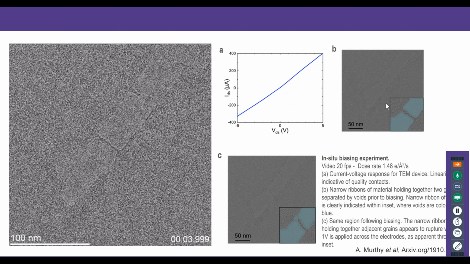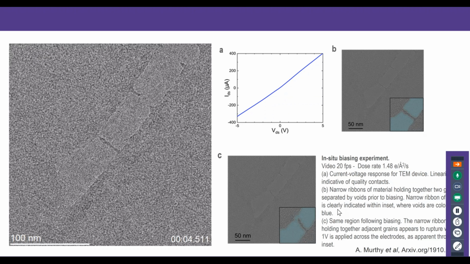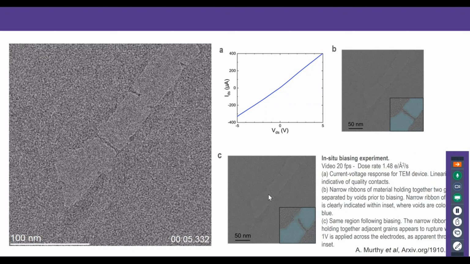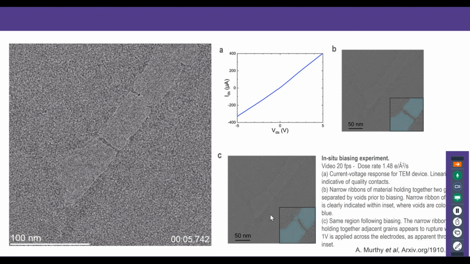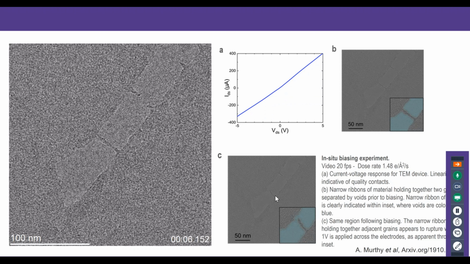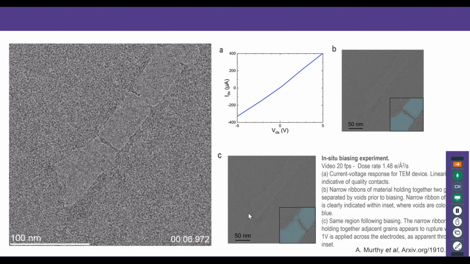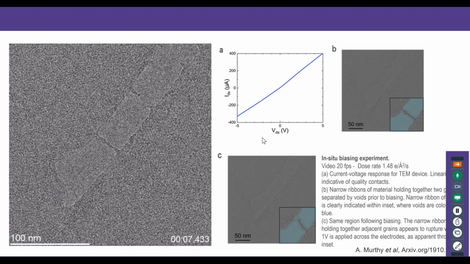And then you can see some snapshots here in B and C, right? So this narrow little ribbon here completely falls off after about 1 volt of external biasing here.